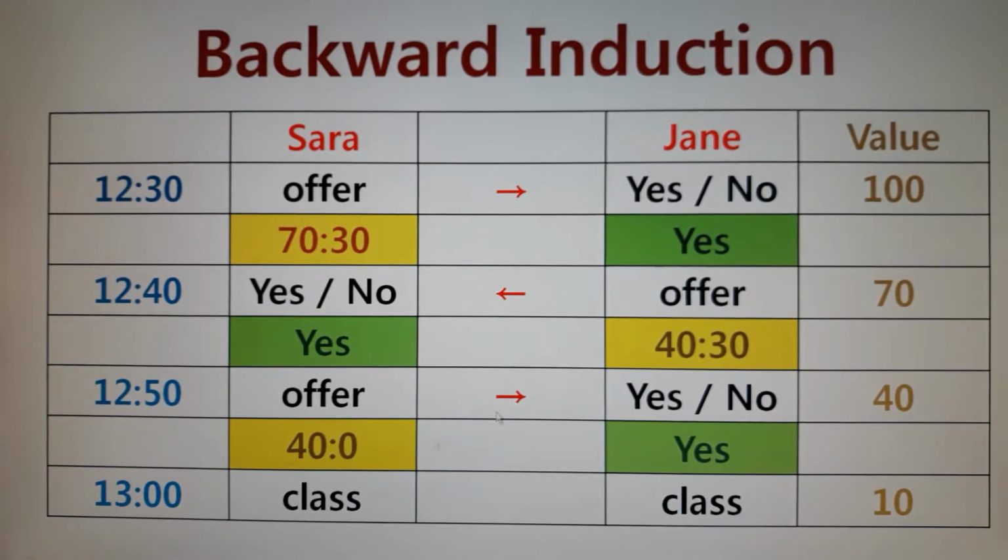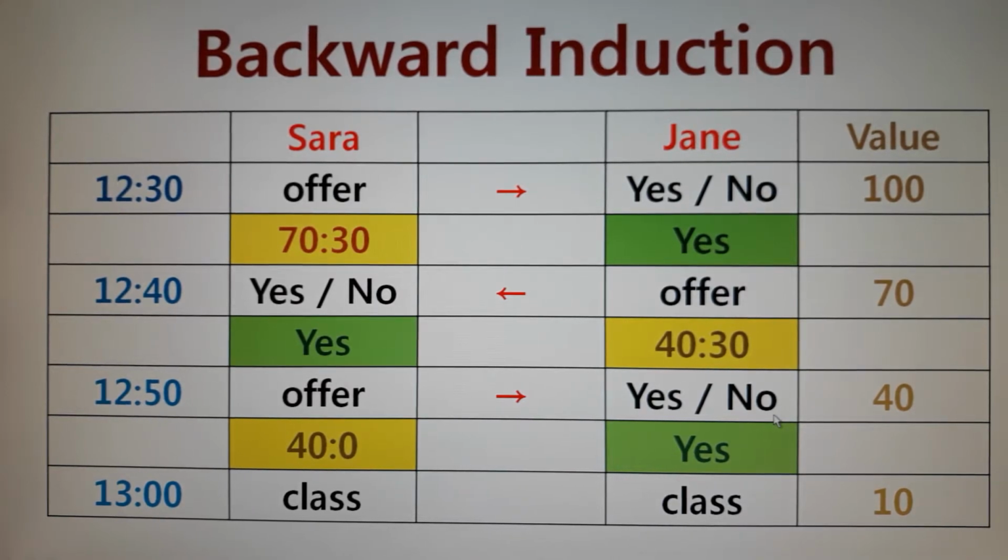From here, Jane should guarantee 40 for Sarah at 12:40, because she's going to get 40 anyway. Jane can give more than 40, but that's not necessary. If that is the case, Jane's share will decrease. So the minimum 40 would be offered. As a result, 70 minus 40, 30 would be Jane's. As a result, Sarah would offer 70, 30. Jane said, I looked at everything and yes, this is the best thing, 30 for me.